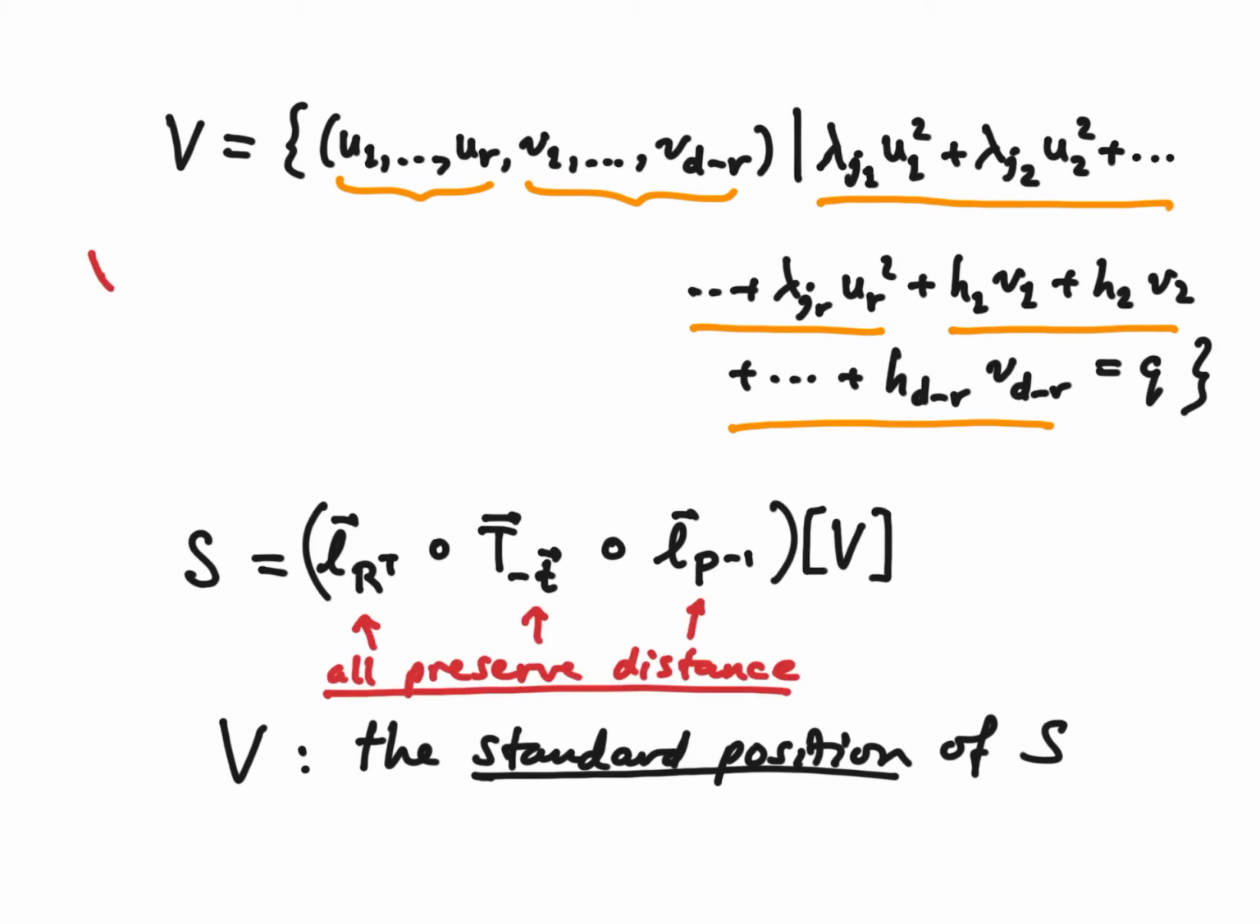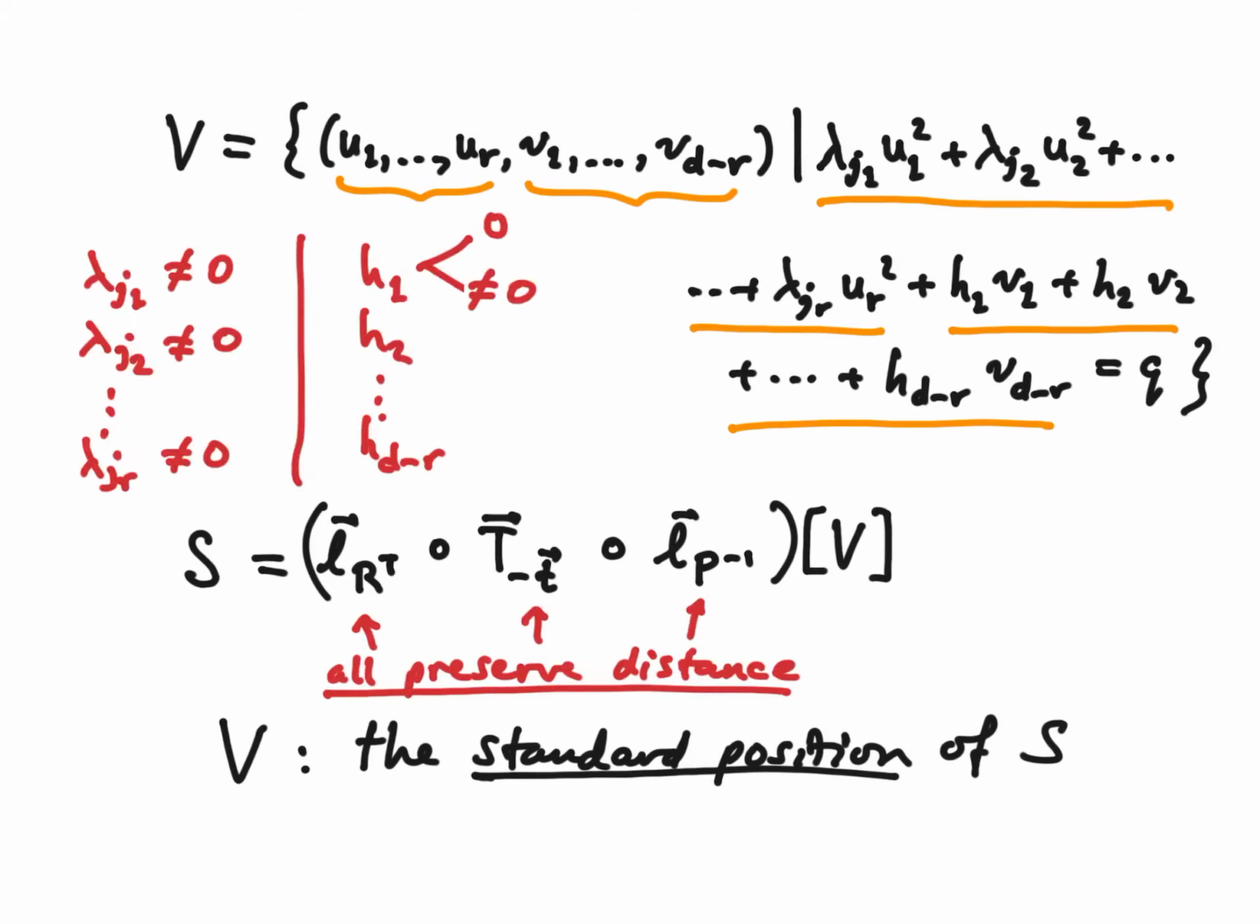So for example, we can have a case where h1 is 0 and a case where h1 is not 0. Similarly with h2 and so on and so on. Right, and actually it really matters whether a given linear coefficient is 0 or not. Okay, so let's start to ask ourselves, how it matters.